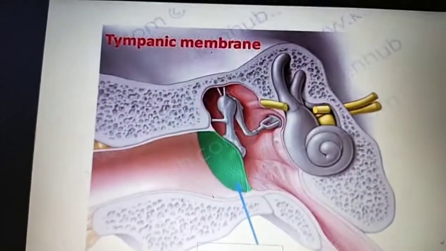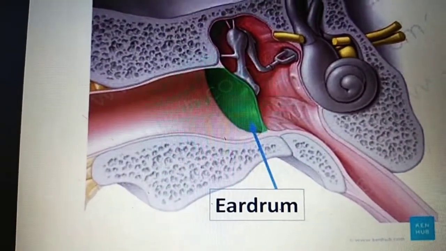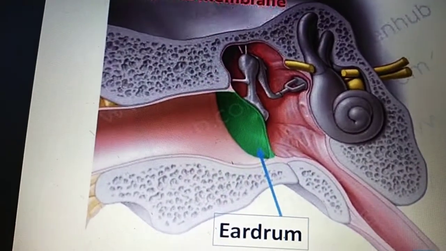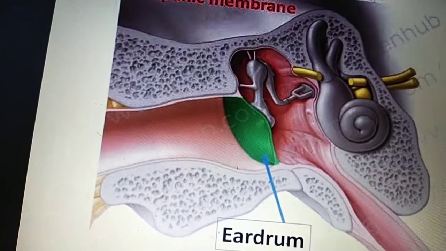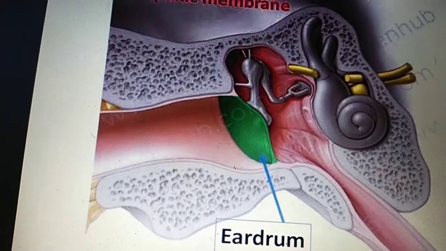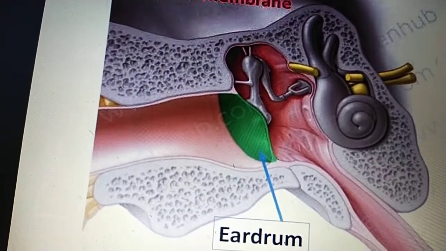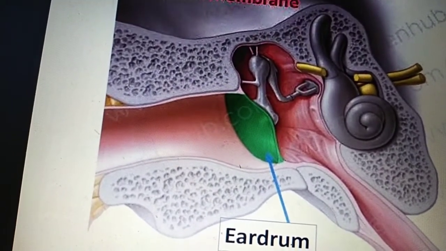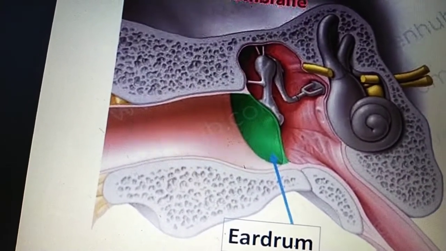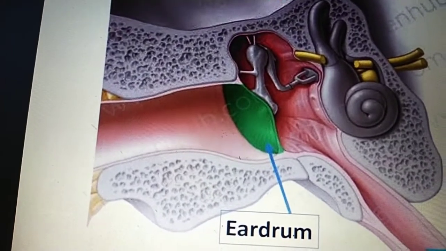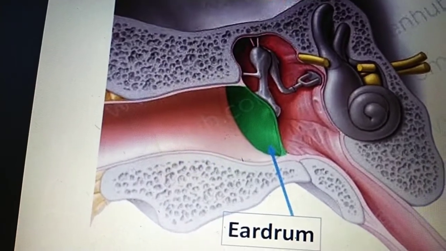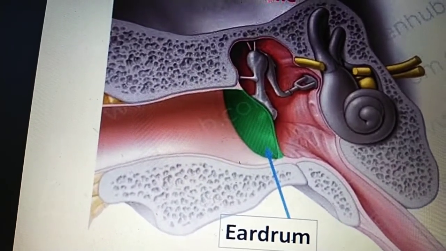Now we can go for the eardrum. It is also called the tympanic membrane. The tympanic membrane, also called the eardrum, is a thin layer of tissue in the human ear that receives the sound vibrations from the outer ear and transmits them to the auditory ossicles, which are tiny bones in the middle ear cavity. It is a thin, membranous layer.